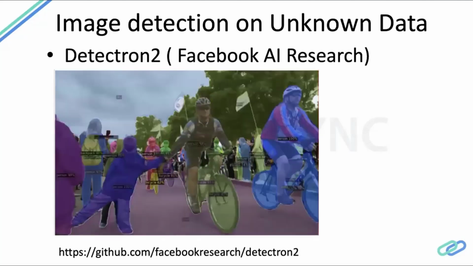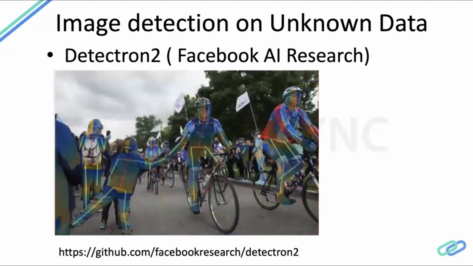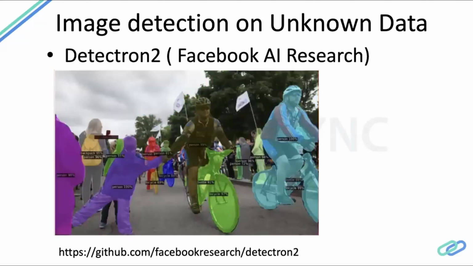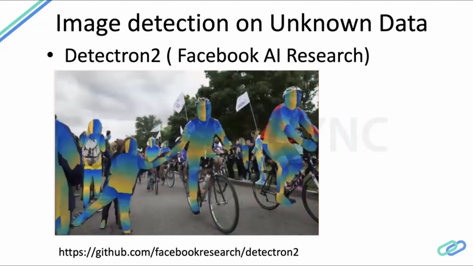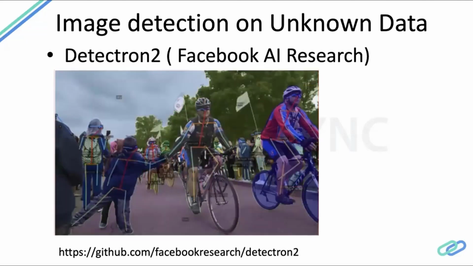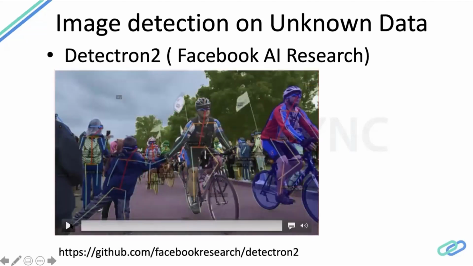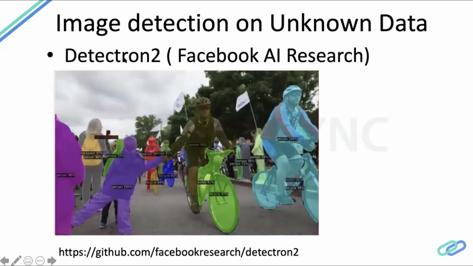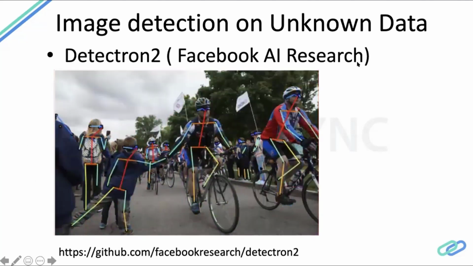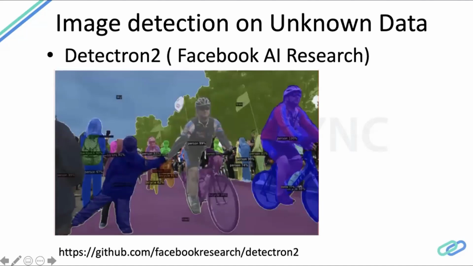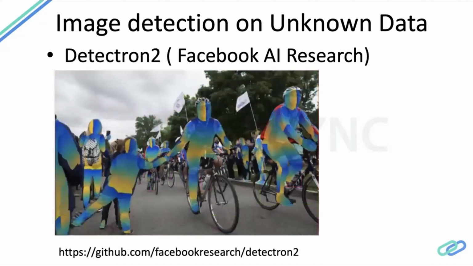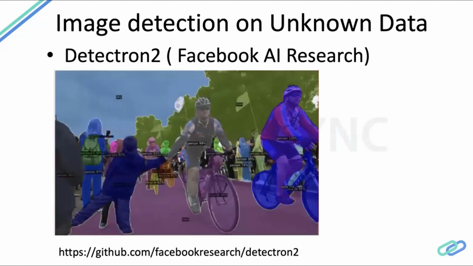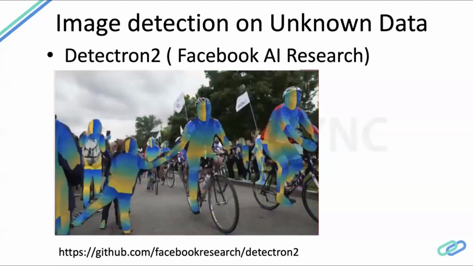So the first state-of-the-art technique that I wanted to talk to you about is image detection on unknown data. The very vibrant image that you're seeing right now is that of Detectron. I should have put it on loop. Detectron is Facebook's AI research. Facebook is not only a social media platform right now, it has taken over Instagram, WhatsApp, everything. But despite that, it's investing into so many things.